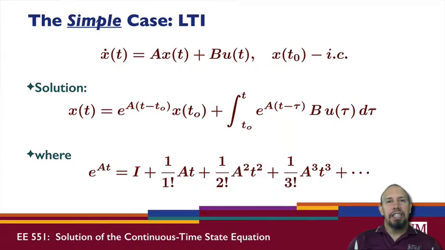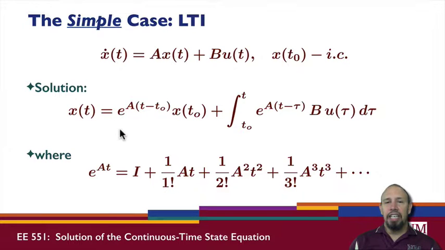In the simple case, as simple as it gets, is when x dot is equal to Ax plus Bu. This is the linear time invariant case where we have some initial condition, x at t naught, and the solution to the differential equation is given by this expression. x of t is equal to e to the A(t minus t naught) x of t naught, plus the integral from t naught to t of e to the A(t minus tau) B u of tau d tau. This is the solution to this differential equation.